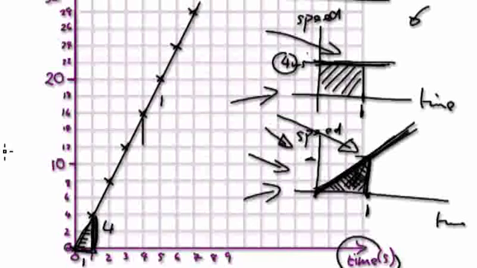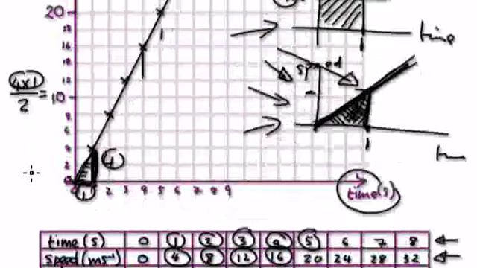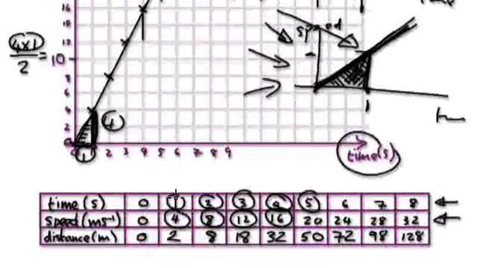So get the across times the height. So 4 times 1. So get this times this. That will give you the rectangle. But because our line is diagonal, you need to divide it by 2. You need to work out the area of the triangle, really. So 4 divided by 2 will be 2. So the distance traveled after 1 second will be 2.